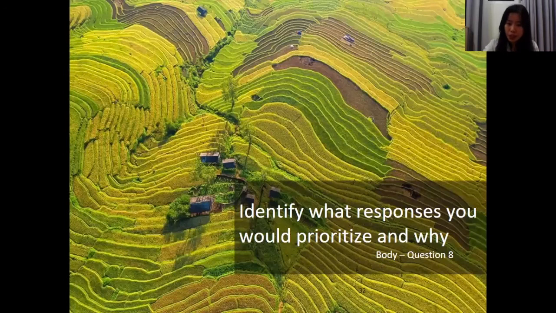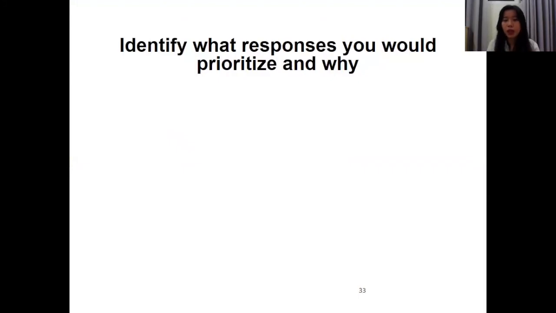We come to the last question, which is number eight: identify what responses you would prioritize and why. So at the personal level, as a Vietnamese citizen, it is crucial for us to realize the importance of a diverse ecosystem to our country to prevent biodiversity degradation. I think it begins with each person. We should acknowledge what biodiversity is.